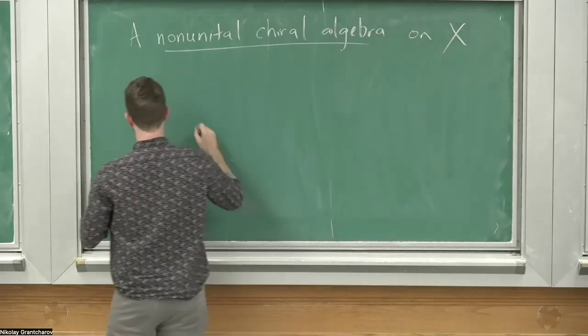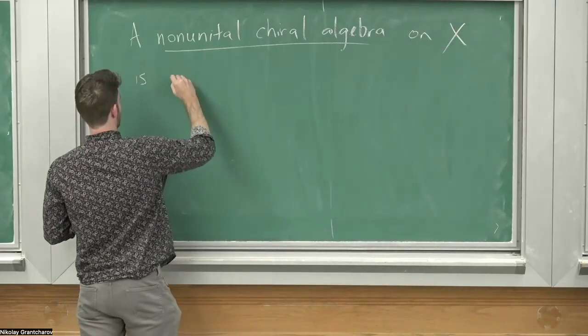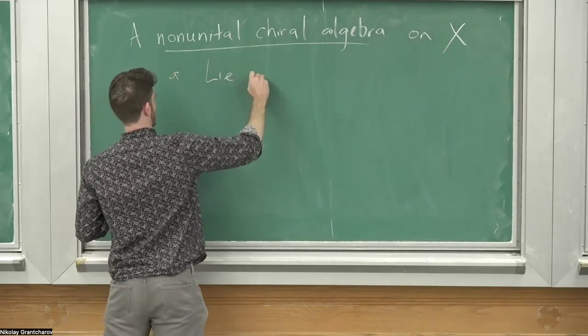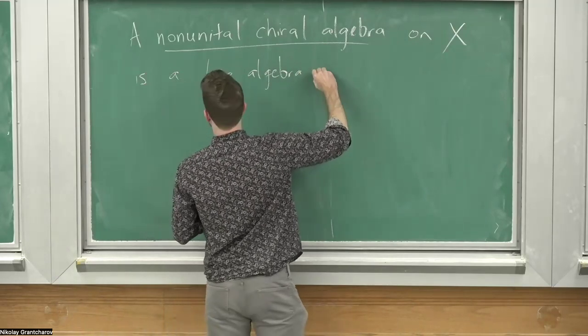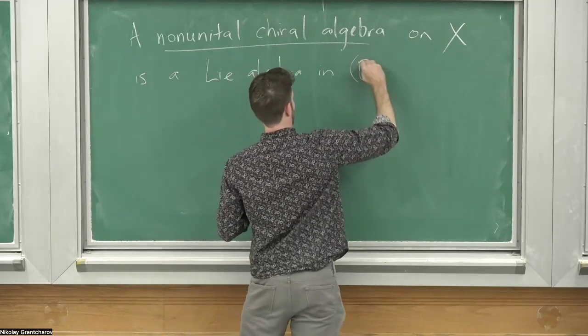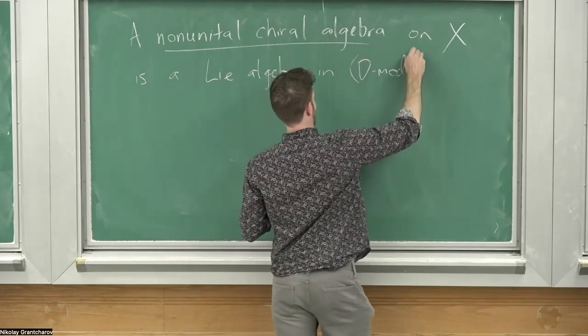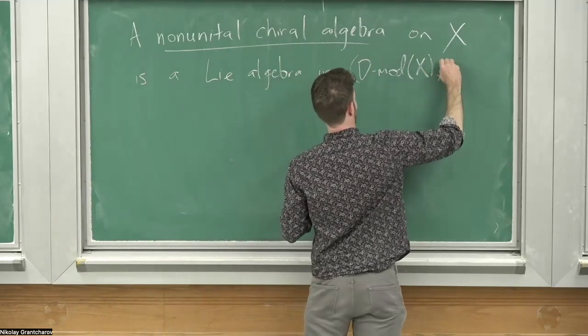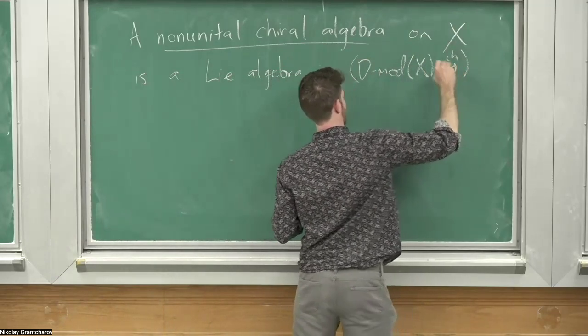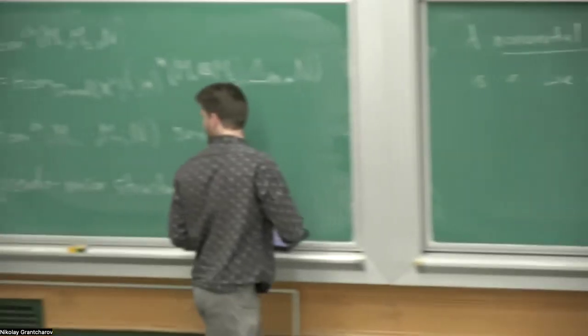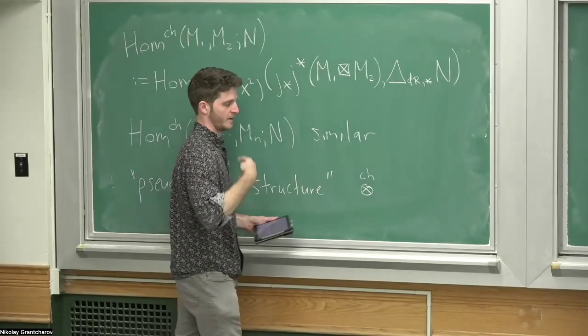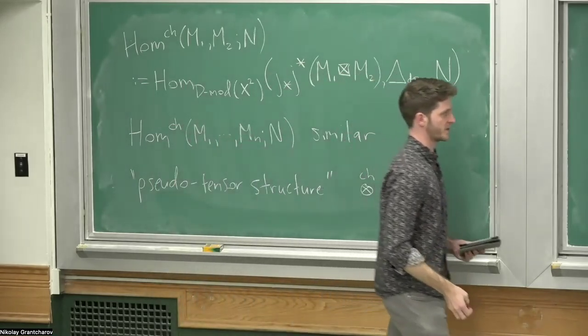On the curve X, just to be Lie algebras with respect to this pseudo tensor structure. So it's a D module on X. It has a Lie algebra structure with respect to this pseudo tensor structure. So this pseudo tensor structure is exactly the sort of thing that allows you to define commutative algebras, Lie algebras, things of that nature.